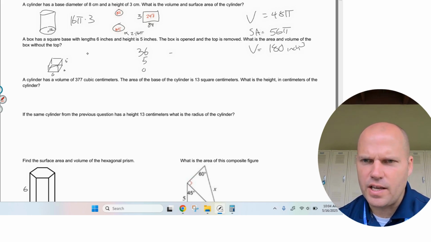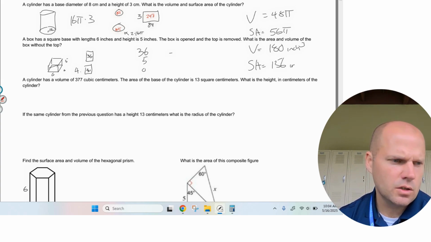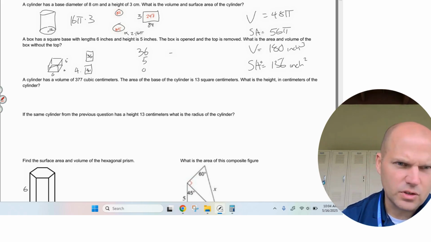The surface area is the bottom, which is 36, and then 4 6 by 5s, which are 30. So I have 120 plus 36. So the surface area is 156 square inches.